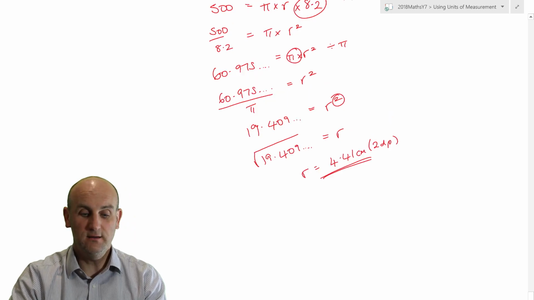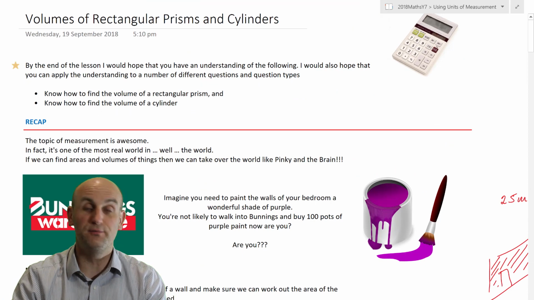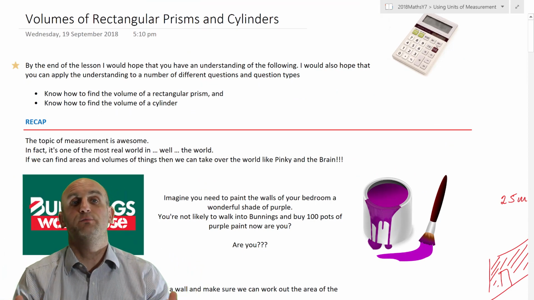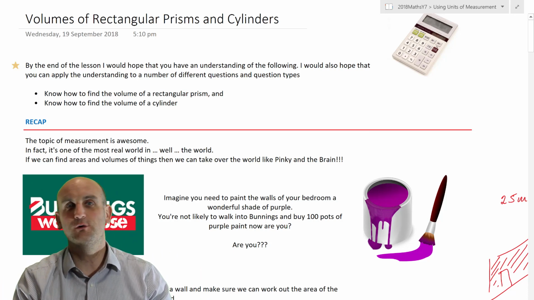Now that's it really. What have we done? We've looked at how to find the volumes of rectangular prisms by doing this times this times this. We looked at the general case of prisms, even triangular prisms, and then cylinders. We've done some examples of forwards and backwards.